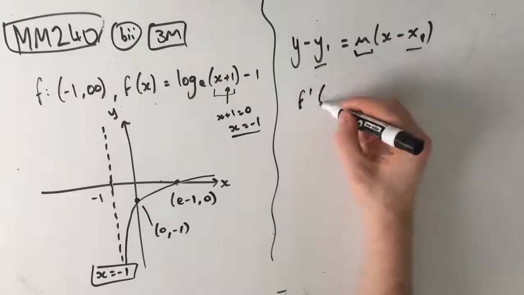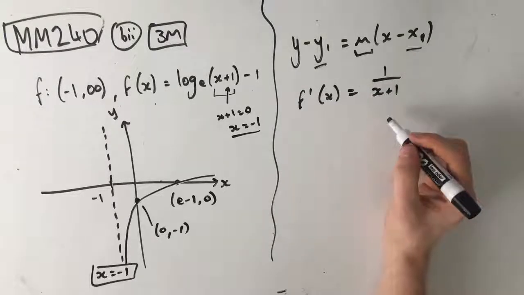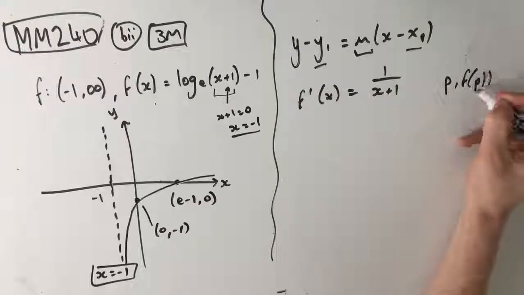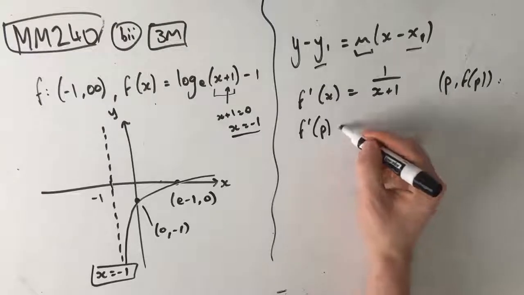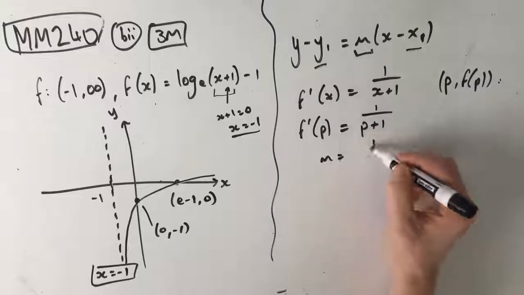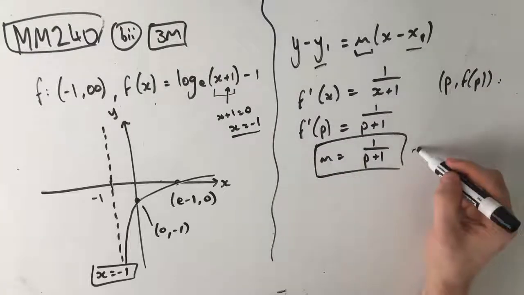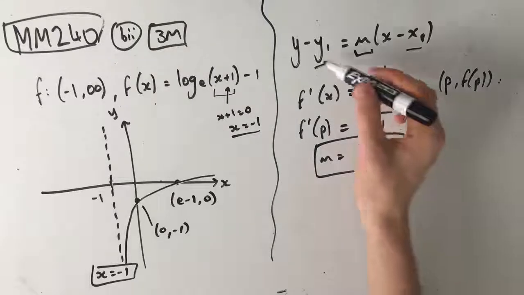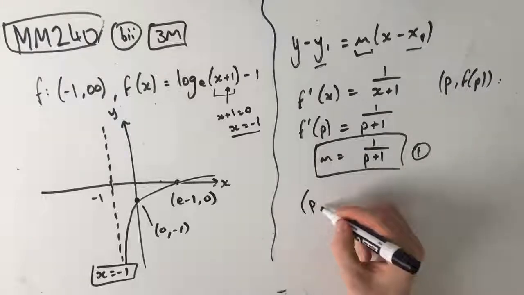Well, in the previous question, we just found that f dash of x is equal to 1 over (x plus 1), which means that at point P, f of p, our gradient is going to be f dash of p, right? So 1 over (p plus 1). So this is our gradient: m equals 1 over (p plus 1). This is our first thing, and our first mark comes here, actually. Our second mark comes when we sub in our point. Okay, so we know that the point occurs at P, f of p, which means that we have p.